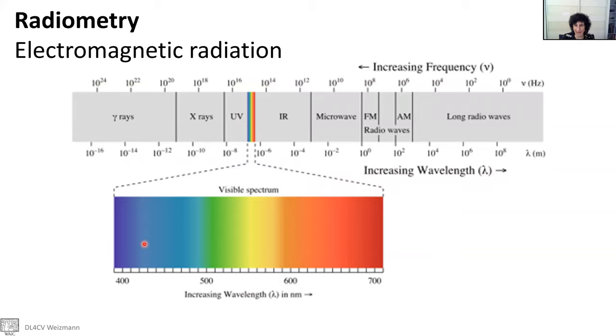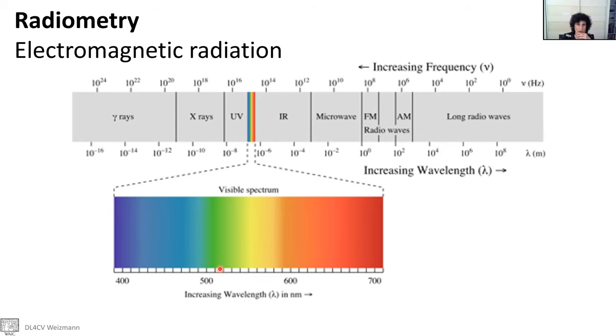Just a few words. Light, as you already know, is on one side photons, particles, and on the other side electromagnetic radiation. It has a wavelength, it has a spectrum. This is the way you measure the light. This is the visible spectrum, between 400 nanometers and 700 nanometers of wavelength, okay?